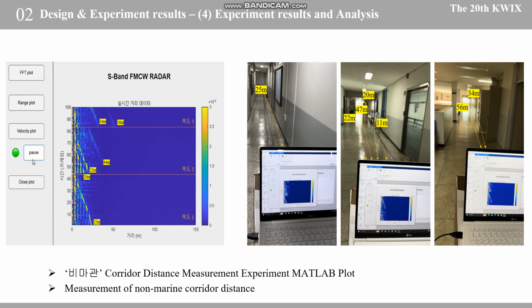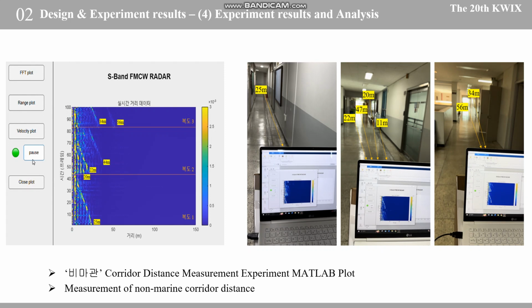Next, in corridor 2, the distance to the water purifier, the vending machine, and the fire wall was measured, and the wall at the back was also measured. In the case of the back wall, it was not well visible because of the spectrum of the objects in front, but it was measured when close to about 44 meters. It was confirmed that the radar system manufactured through this can measure the distance spectrum of various objects.